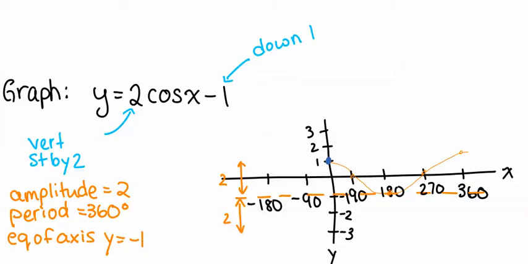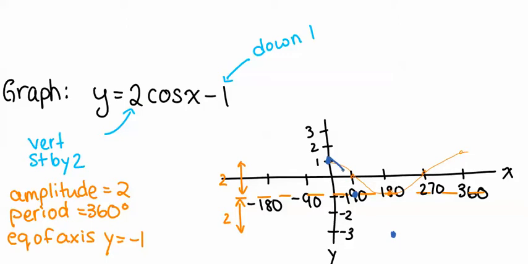Okay, then I have a point here at (90, 0). So 0 times 2 is still 0, so the stretch won't affect that, and it's just going to get shifted down 1. Okay, here I'm at (180, -1). So -1 times 2 is -2, and then it's going to move down 1, so -3.